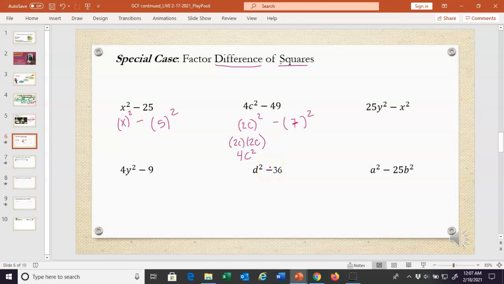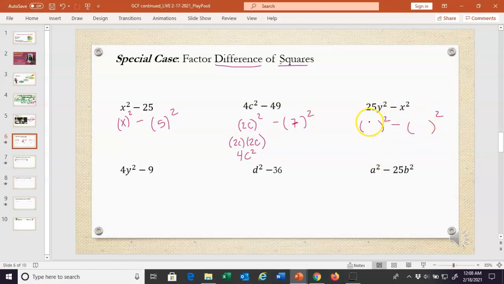And we're going to see on the next slides what to do after this part. I just wanted you guys to have some practice writing the terms as something squared. So remember, at any time you can pause this recording and try them on your own, and then come back for the answers. So they're all going to be something squared minus something squared.